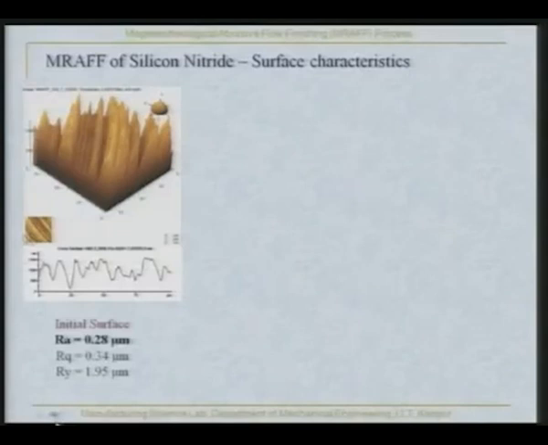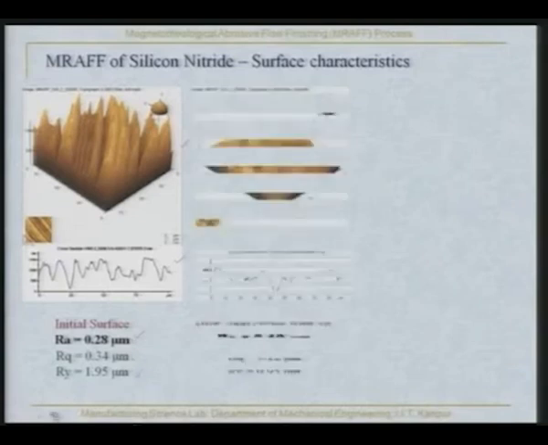Now, then what did we do? We took the atomic force micrographs of the initial workpiece surfaces before finishing, and we measured its surface roughness. You can see this is the atomic force micrograph, and this is the surf analyzer plots, and the initial surface finish was Ra 0.28 micrometer, Rq 0.34 micrometer, and Ry 1.95 micrometer.